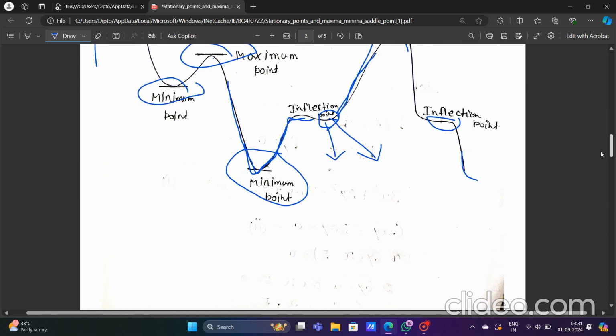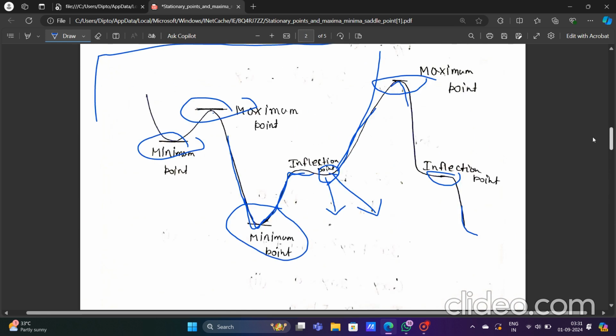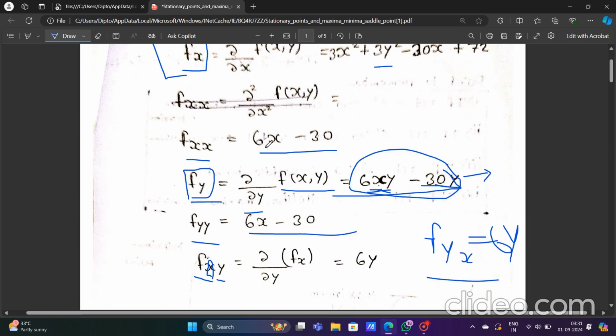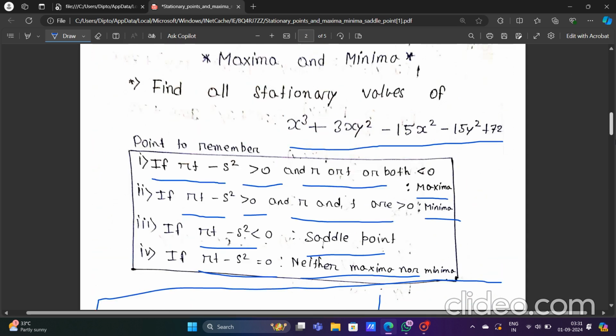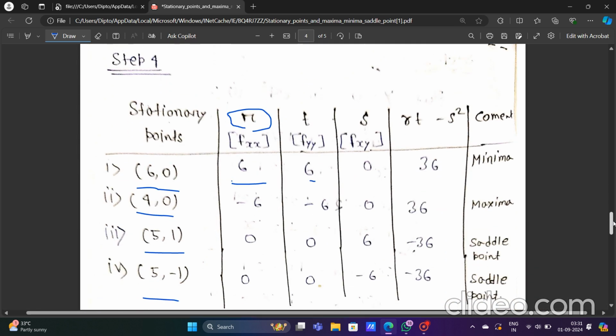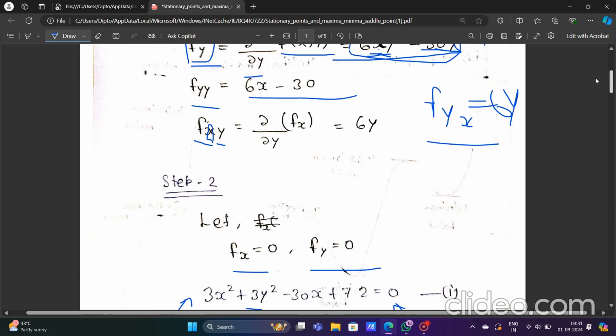Fxx is nothing but, let me show the derivative at first. Where is the derivative? Yes, this is fxx. So we are just putting the value of x and y in the equation. Y is not present in the equation, but we are just going to put the value of x. So what is the point? The first point is 6, 0.